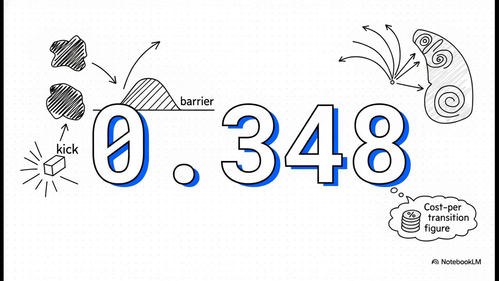Let's look at this number, 0.348. That represents the coupling efficiency when transitioning states. To get this exact figure, you take the natural energy barrier of the system, which is exactly 1.133, and you divide it by the 3.258 units of energy that are injected by a physical kick.